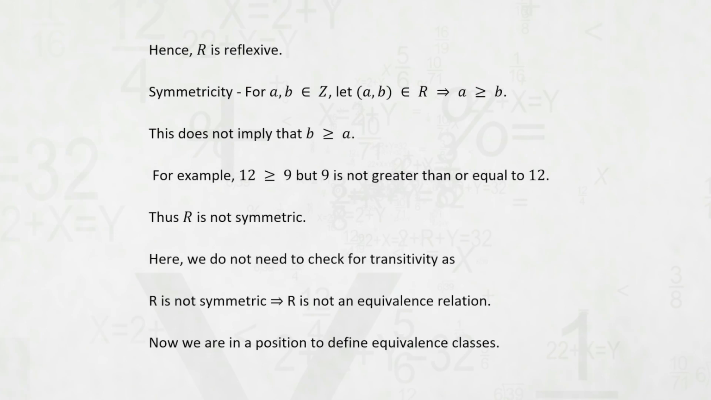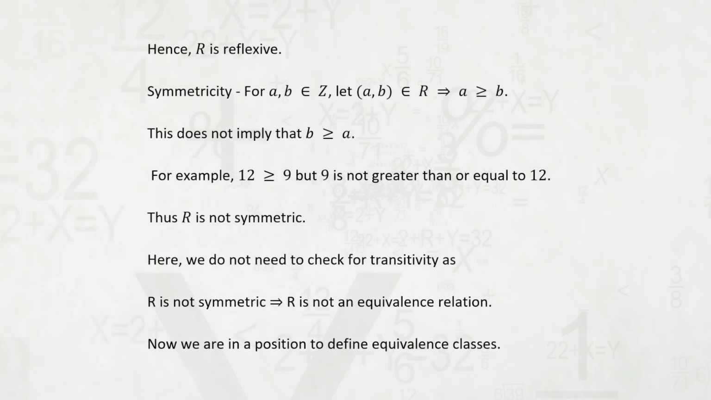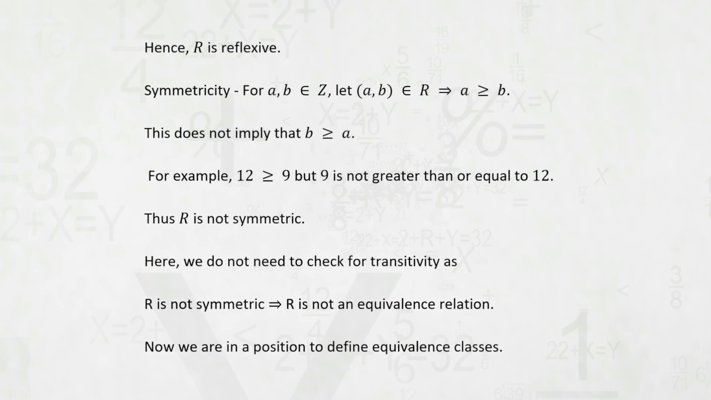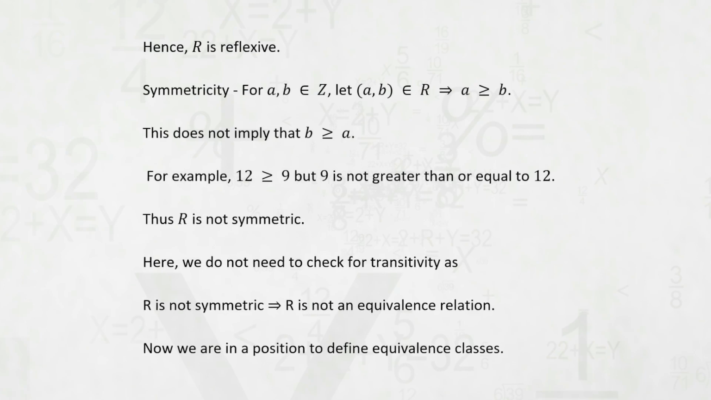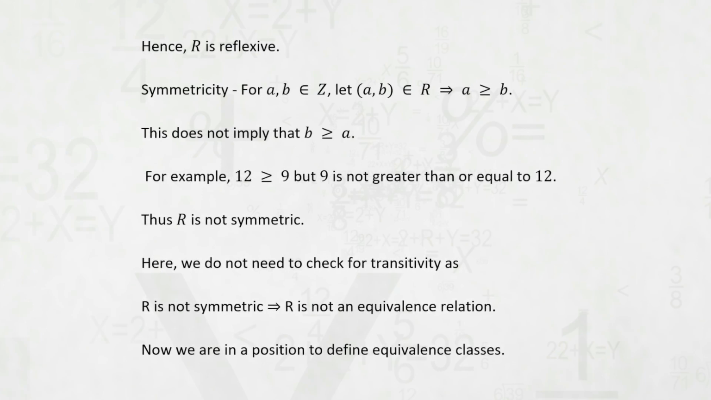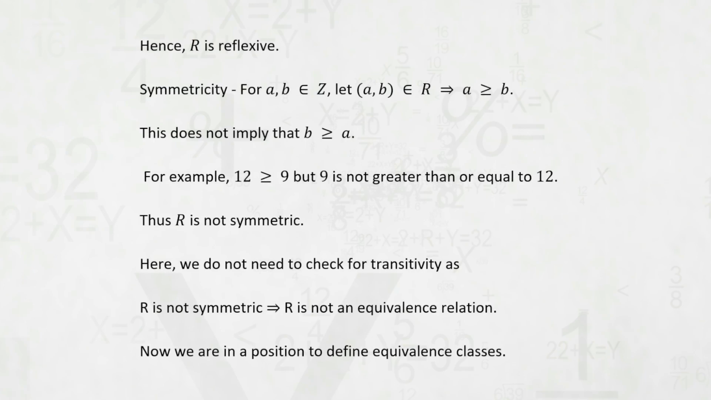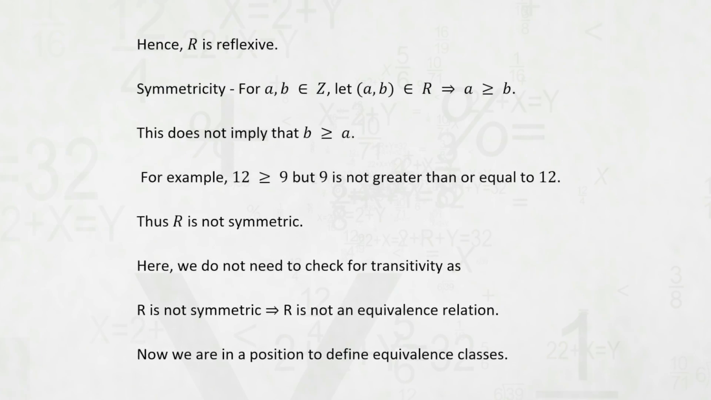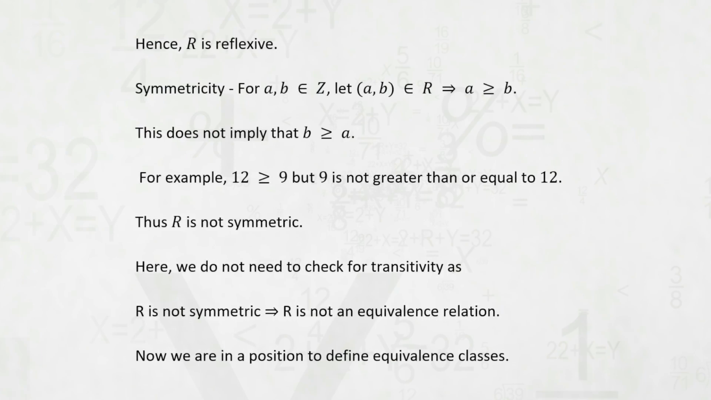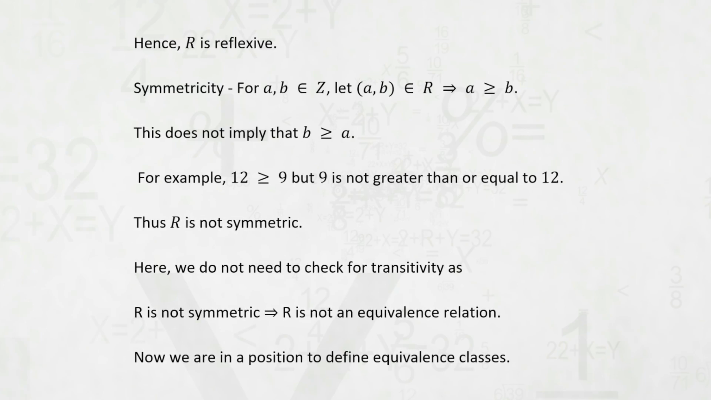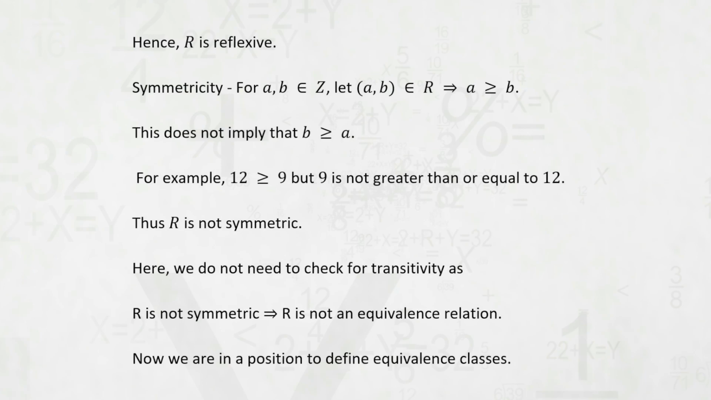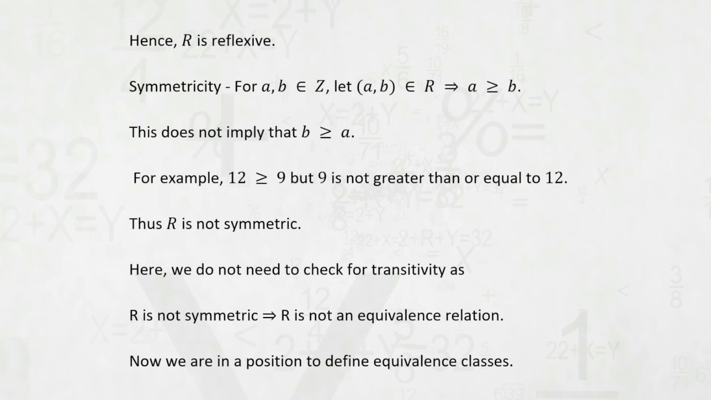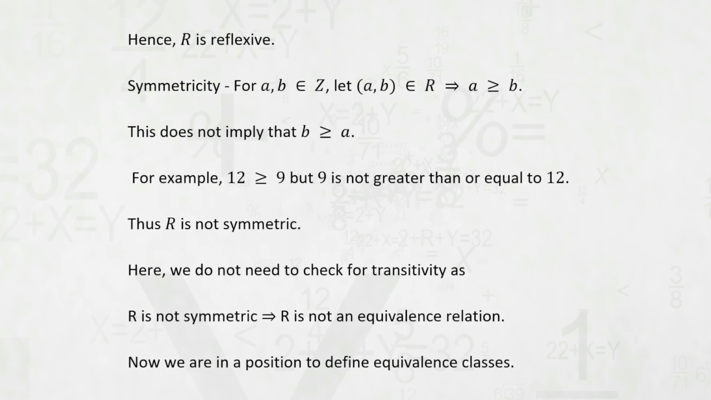Symmetricity. For a, b belonging to Z, let the ordered pair (a, b) belong to R, which implies a is greater than or equal to b. This does not imply that b is greater than or equal to a. For example, 12 is greater than or equal to 9, but 9 is definitely not greater than or equal to 12. Thus, R is not symmetric. Here we need not check for transitivity, as R not being symmetric immediately implies that R is not an equivalence relation.